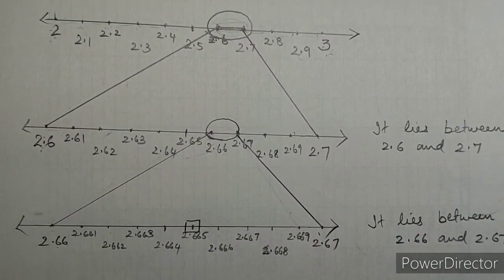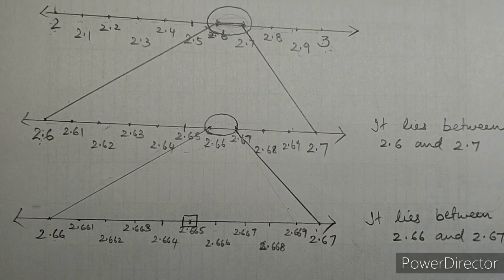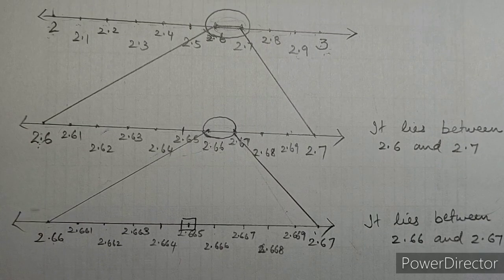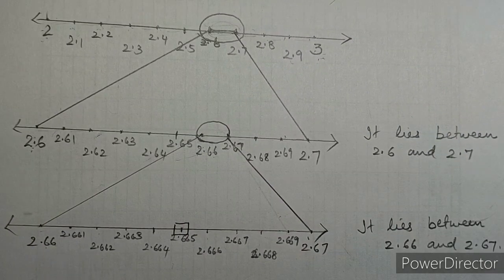So this is the way of locating a decimal point on a number line exactly by using successive magnification. You are magnifying each portion and getting a clear point on the number line for the given decimal. Hope you understood, children. One more sum I will show you.